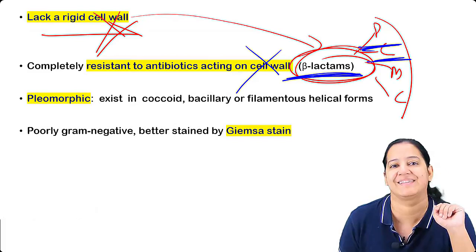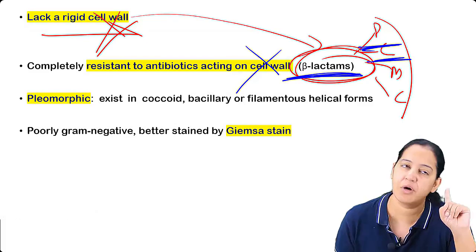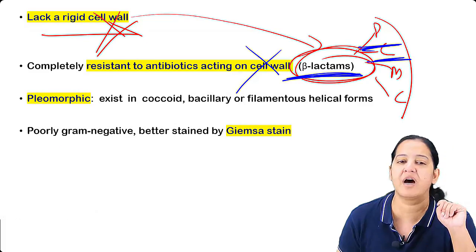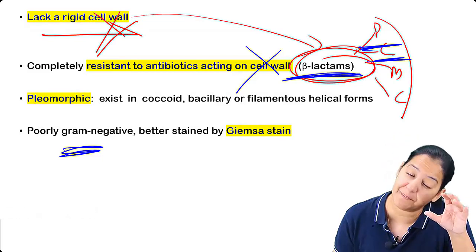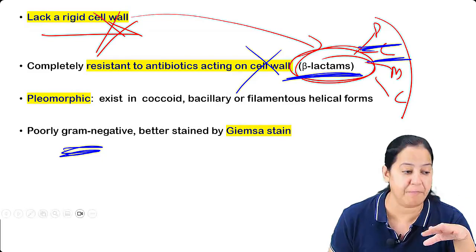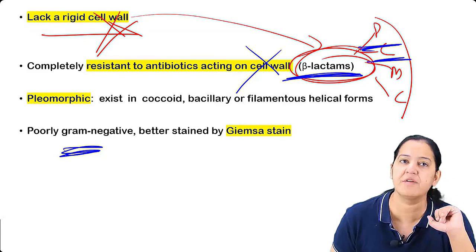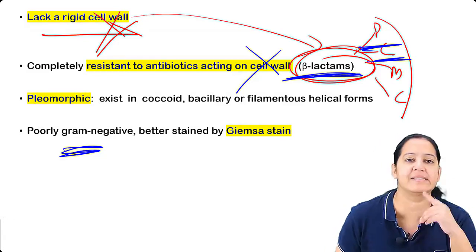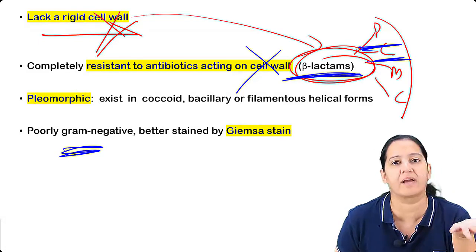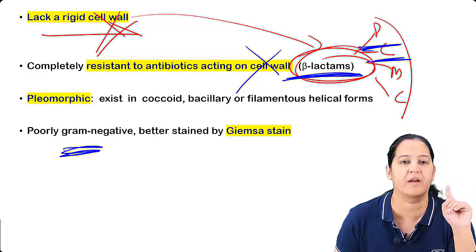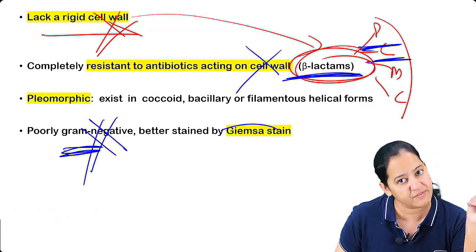What was Gram stain? The principle of the Gram stain is the peptidoglycan content of the cell wall. If the peptidoglycan content is more, it is Gram positive. If the peptidoglycan content is less, it's Gram negative. Have I taught you yesterday? But this has no cell wall, so no peptidoglycan. We don't use Gram staining here. That's why we use Giemsa staining.